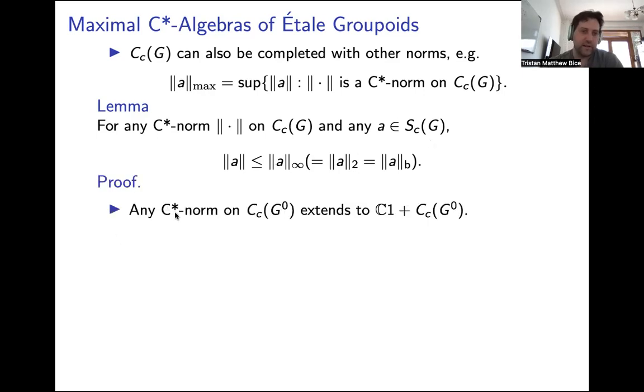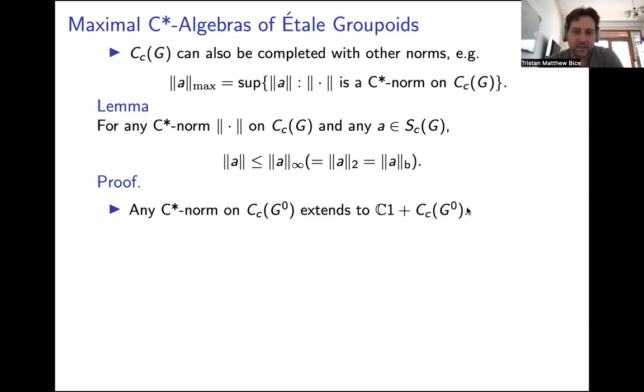We'll first note that any C-star norm on this subalgebra, where you look at compactly supported functions on G0, which I'm really identifying with the functions on G supported on some compact subset of G0, the unit space, extends to the unitization. So this is not the whole of CC of G. I'm only looking at the diagonal part. The unitization is the algebra you get by adding in all scalar multiples of 1, where 1 is the function which is constant 1 on the unit space G0.